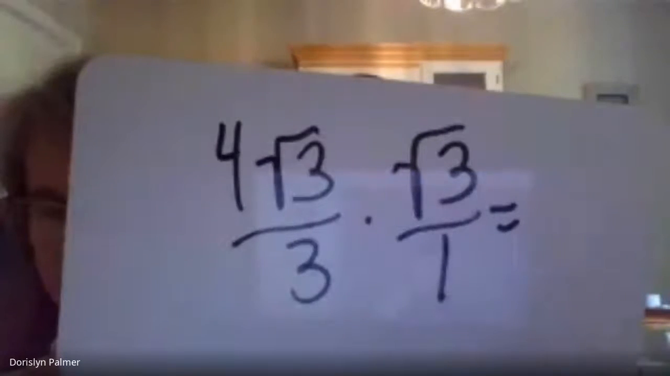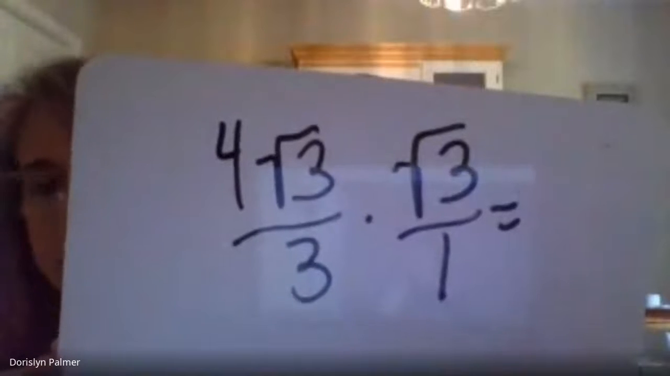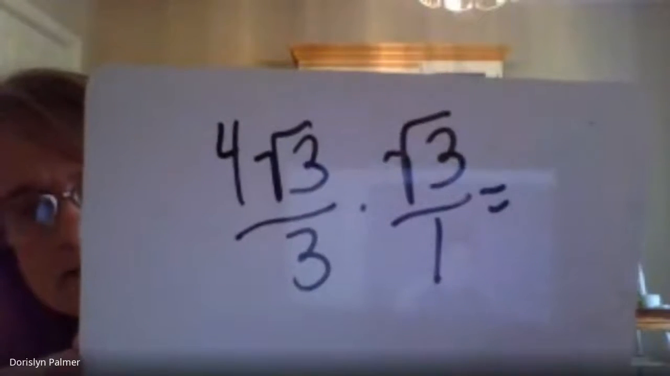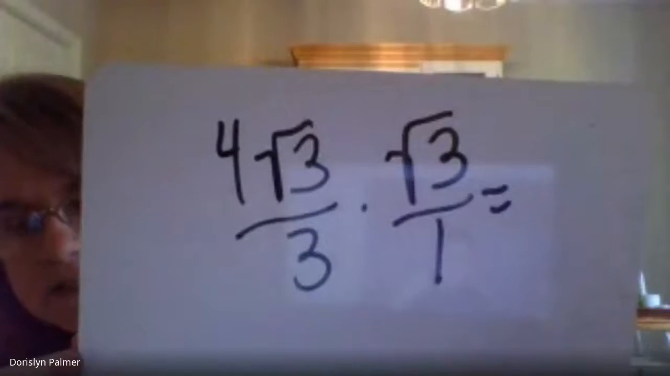3. Good. So basically, you're saying that is 4 times 3, right? So you're saying root 3 times root 3 equals 3. So I have 4 times 3, which is 12 over 3. Which is 4. Very good. That's it.